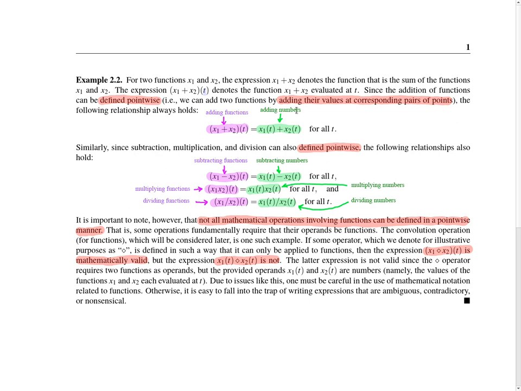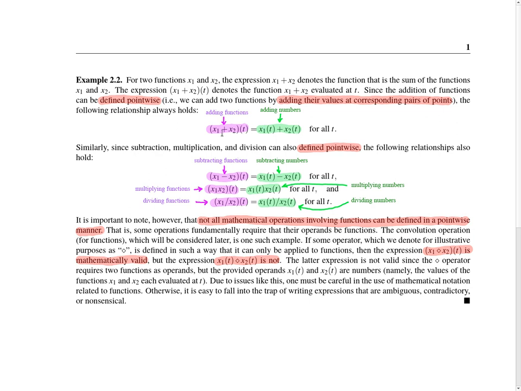Now, since the addition of functions is defined pointwise, if I have functions x1 and x2 and I add them, if we ignore the t here, just the first set of brackets, what's inside the first set of brackets is just a function, which is the sum of the functions x1 and x2, and then we're evaluating that function at t. And on the right-hand side, we have the function x1 evaluated at t added to the function x2 evaluated at t. Now the left-hand side and right-hand side are always equal.